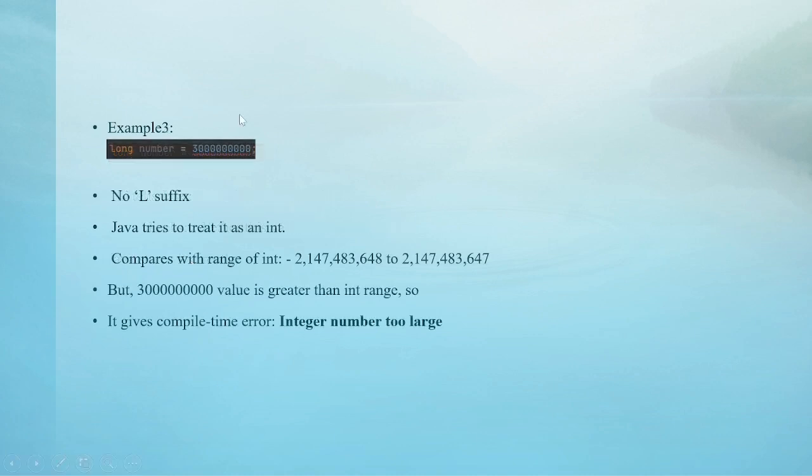Example number 3: the same value I have taken and I have removed the suffix L. Here Java tries to treat it as an int, and when it compares the range of an int, this falls out of range. This value is greater than the range of the int. So it gives the compile time error saying that integer number too long. So this cannot be compiled. So how to solve this issue? I can add a suffix L here. Then it is considered a long value.